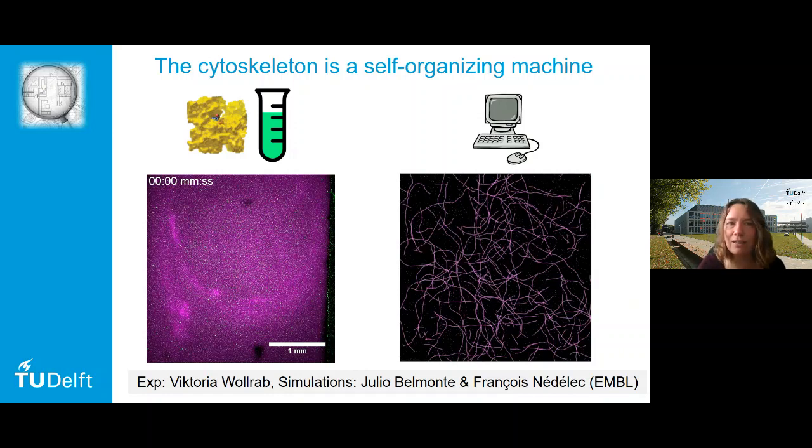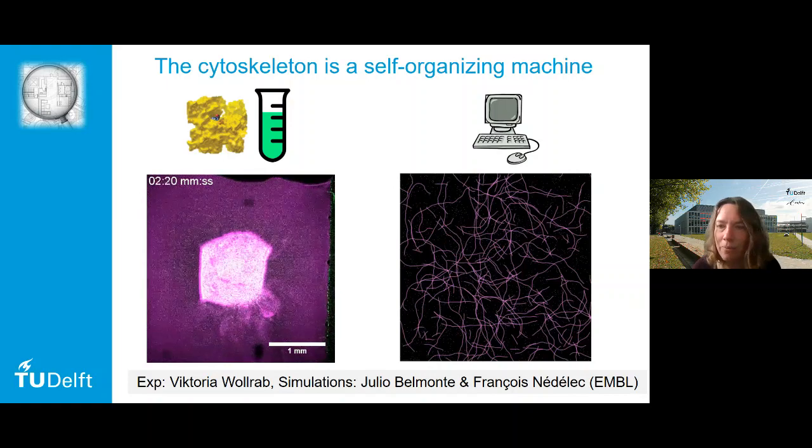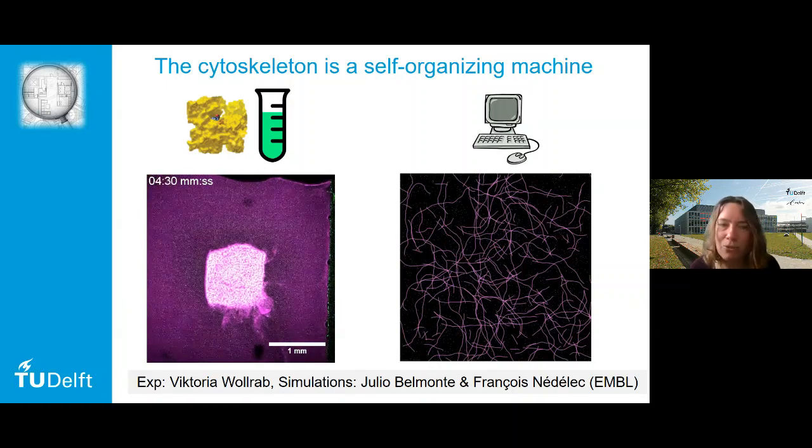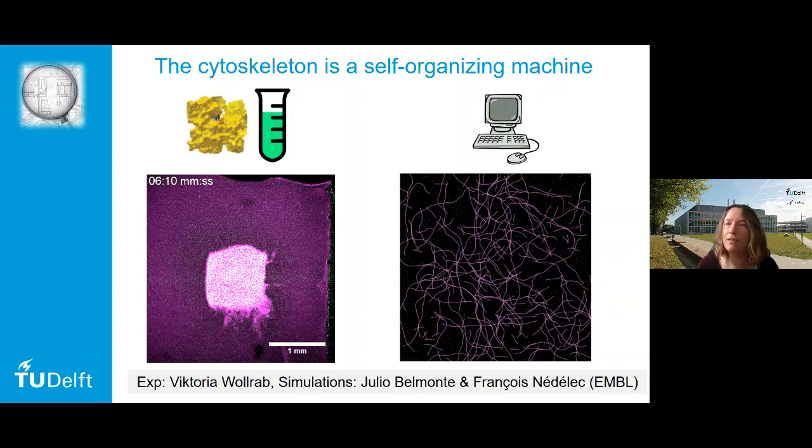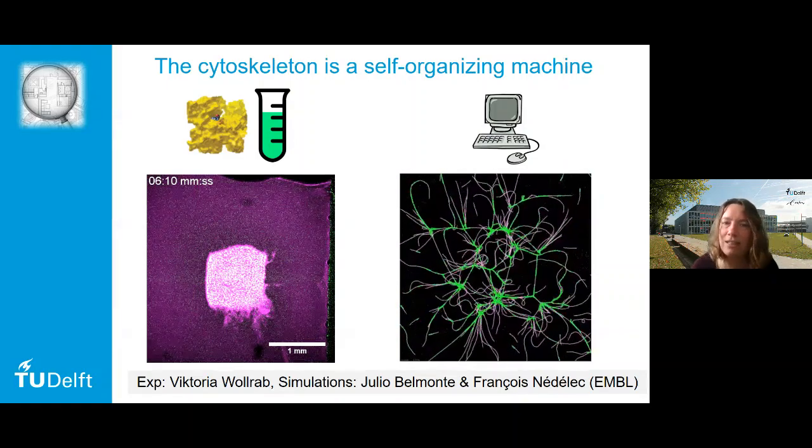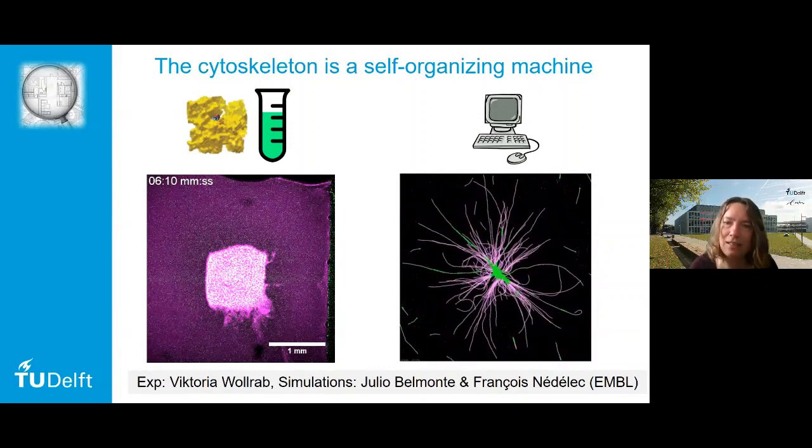And this is something we can, again, in the lab reconstitute. So we can take the motors, we can take the filaments, put them together, and here in the microscope, you see that this spontaneously organizes into a structure that can contract like a muscle. And again, this is something we can also do in a computer. We can take, again, motors and filaments, and we see in the computer that this spontaneously contracts like muscle does.